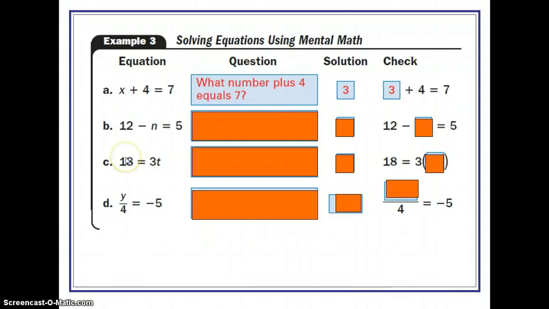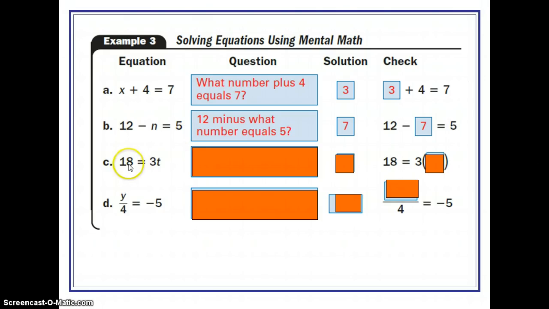Part B. 12 minus what number equals 5? Well, think about if I have 12 and I subtract the number, what will equal 5? 7. Because 12 minus 7 equals 5. And to solve these, sometimes you just have to do some guessing and checking. Always check your work just to make sure it's right. Some people accidentally think, well, I can just add 5 plus 12, and that's 17. Well, 12 minus 17 is not going to get you 5, so that does not check out.